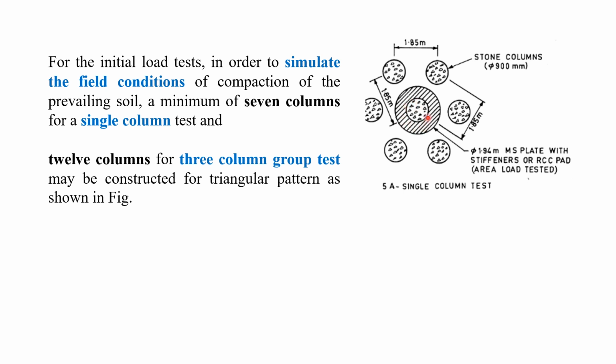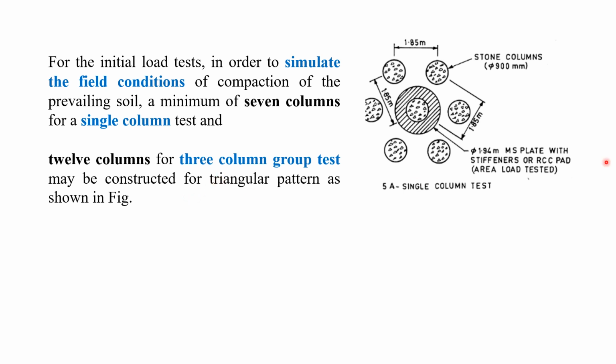Suppose you want to install or construct a single stone column. In that case, we have to drive 7 columns at the site. You can see here 7 columns are there. 1, 2, 3, 4, 5, 6, and in the center one column is there. So for a single column test, we have to drive 7 columns at the site. 12 columns for a 3 column group test may be constructed in a triangular pattern as shown in the figure.